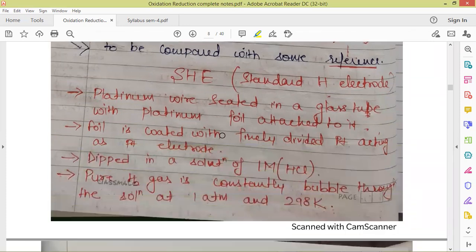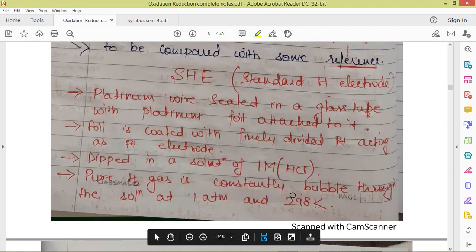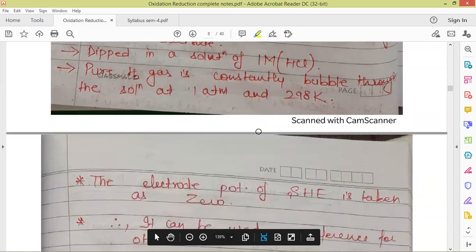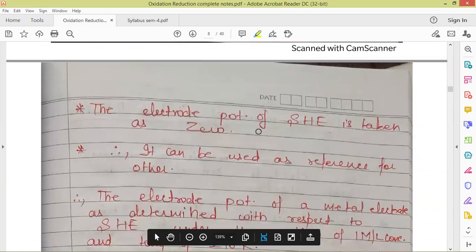So what is the standard hydrogen electrode? It is a platinum wire sealed in a glass tube with platinum foil attached to it. The foil is coated with finely divided platinum, which acts as the platinum electrode, dipped in a 1 molar HCl solution. Pure H2 gas is constantly bubbled through the solution at 1 atmosphere and 298 Kelvin. This is all about the setup of the standard hydrogen electrode. Why we need it, we will discuss in a while.